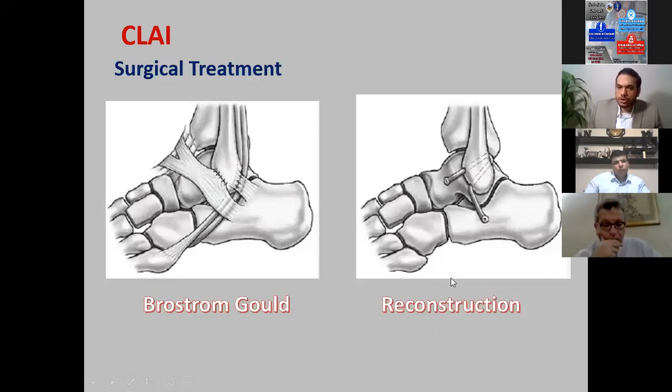The reconstruction, anatomic reconstruction, is reserved for patients who failed previous repair, patients who have a very high body mass index. Also, patients with generalized ligamentous laxity will require reconstruction rather than a repair, and also for patients with a high labor occupation or a high-level sports activity.